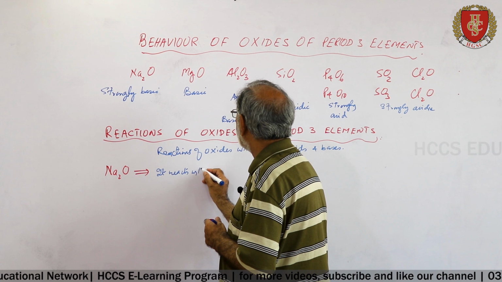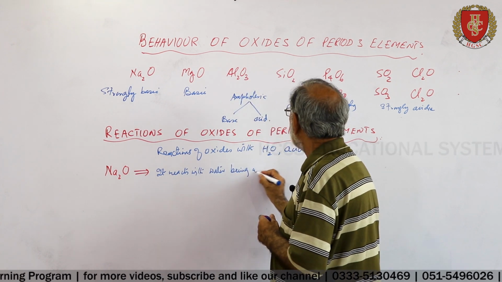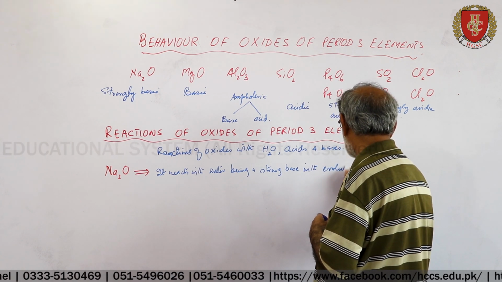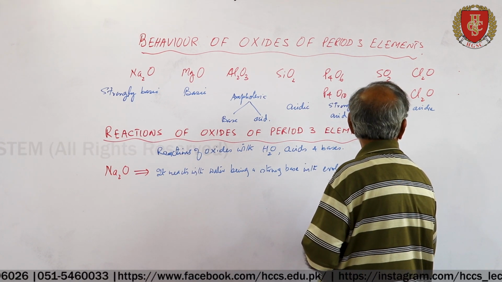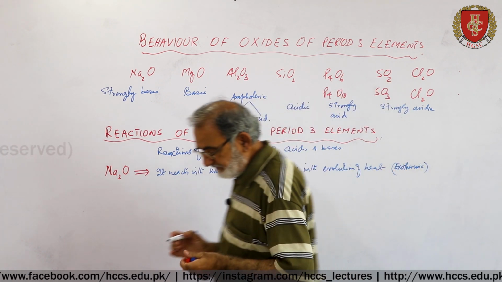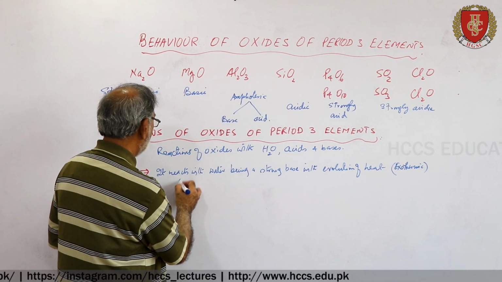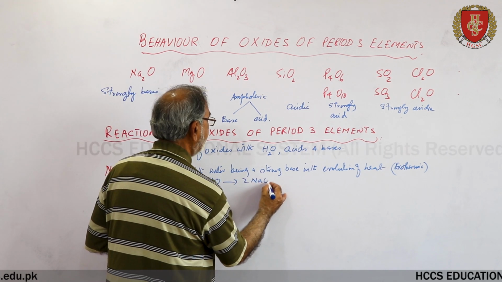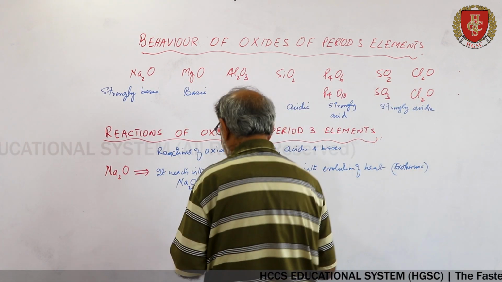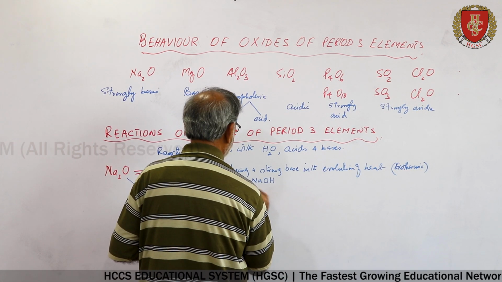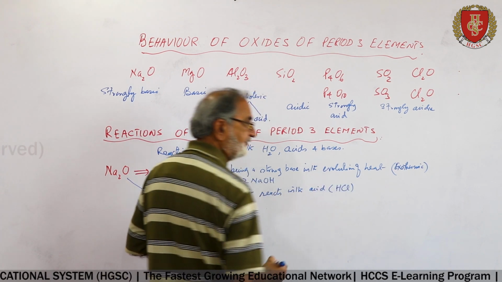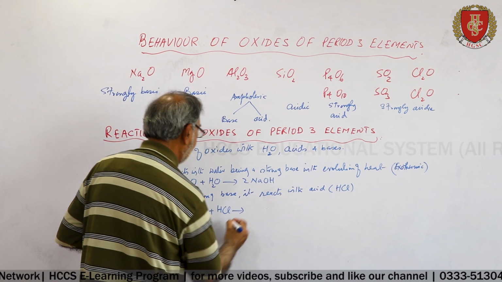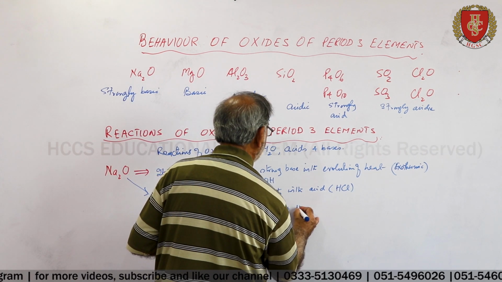It reacts with water being a strong base with the evolution of heat, that is exothermic. So Na2O plus water gives NaOH. Being a strong base, it reacts with acid HCl, that is Na2O plus HCl gives 2NaCl plus water.